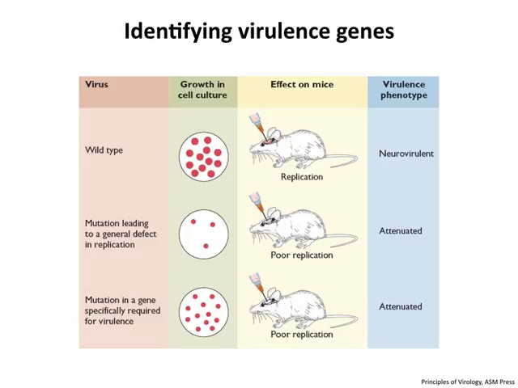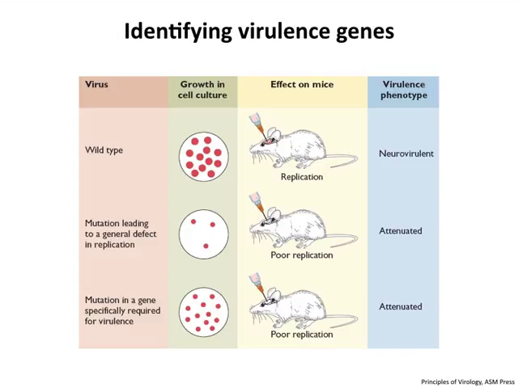What you want are viruses like those shown at the bottom here. You make a mutation that does not affect viral growth. Now, there's an error in this figure. These plaques should not be smaller. They should be the same size and the same number as the wild-type virus. So this virus has a mutation in a gene that doesn't affect replication in cells. And when you inoculate this virus into animals, it doesn't replicate well and it's attenuated.